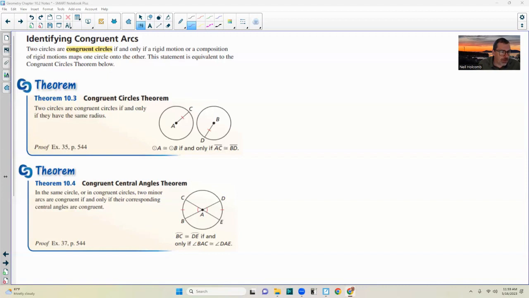In the same circle or in congruent circles, 2 minor arcs are congruent if and only if their corresponding central angles are congruent. So what they're saying here is arc BC is congruent to arc DE if the central angle that makes it, angle CAB, is congruent to angle DAE. So since the 2 central angles are congruent, the arcs they form have to be congruent. Okay, so now we're going to take a look at some examples on this theorem.